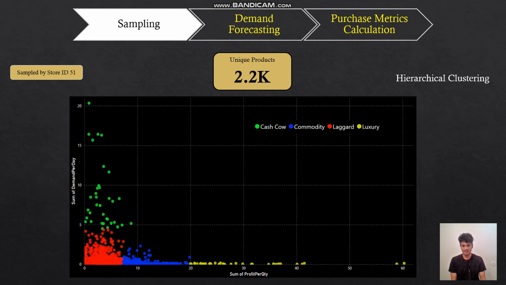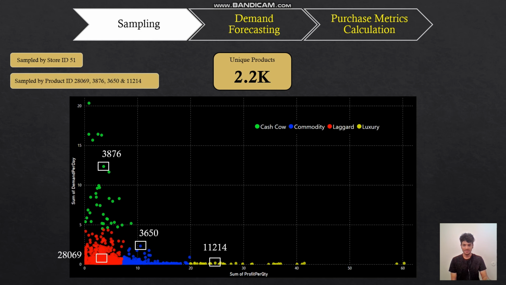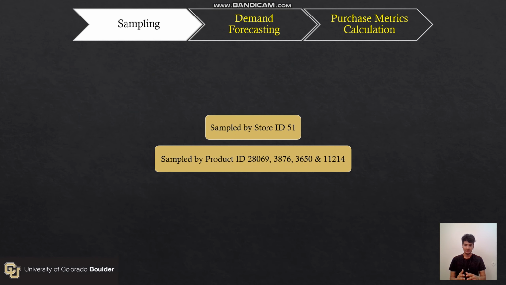Laggards were the products that had medium demand and also was selling for very less profit. And finally, commodity and luxury are the products that are sold for very high profit, but they were rarely purchased by any customers. Now, one product from each of these clusters were selected as a sample for this analysis. Overall, one store and four products were chosen.